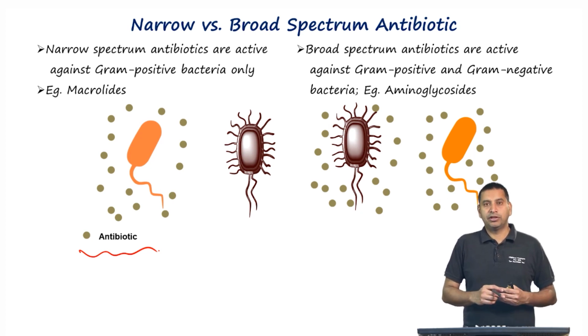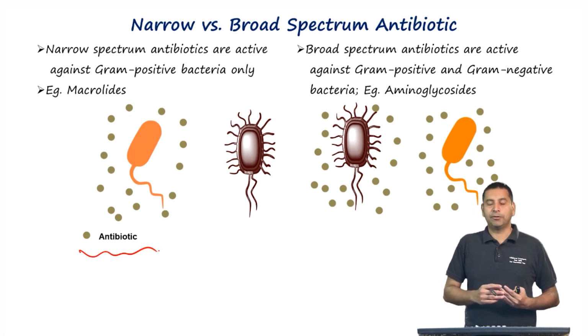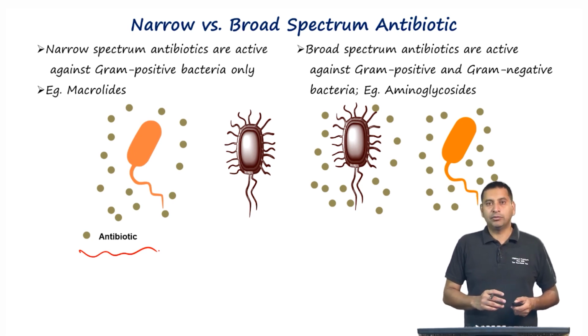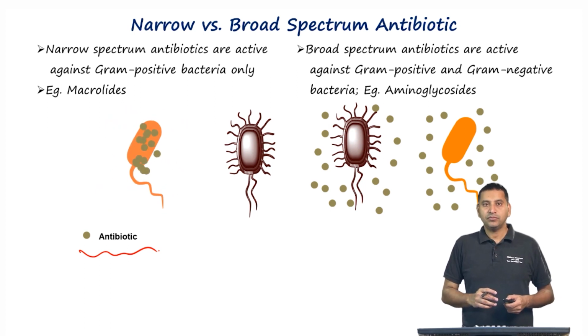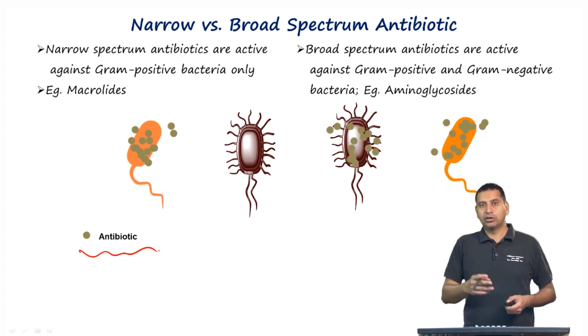One of the examples that we have looked at in class is macrolides. On the other hand, broad spectrum antibiotics are active against both gram positive as well as gram negative bacteria. So, these are highly potent molecules which can get rid of both gram positive as well as gram negative infections. The example that we have looked at is aminoglycosides. Okay. So, the narrow spectrum antibiotics are able to permeate into gram positive bacteria, whereas the broad spectrum ones permeate into both gram positive as well as gram negative bacteria in order to hit the target.